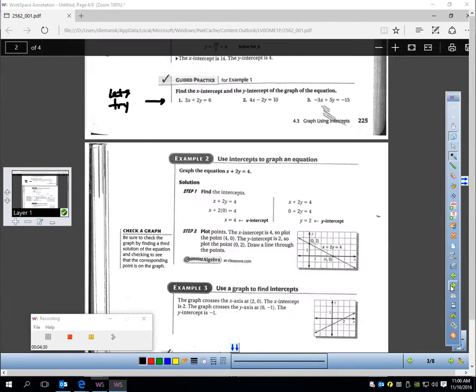Okay, let's go and try a few. Let's find the x and y-intercept of these particular standard form equations. So let's do this one first. Let's find the x-intercept. That means I've got to plug a 0 in for y. I'm plugging in 0 for y. 2 times 0 is nothing. So 3x would equal 6. Divide by 3, x would equal 2. So I know (2, 0) would be the x-intercept.